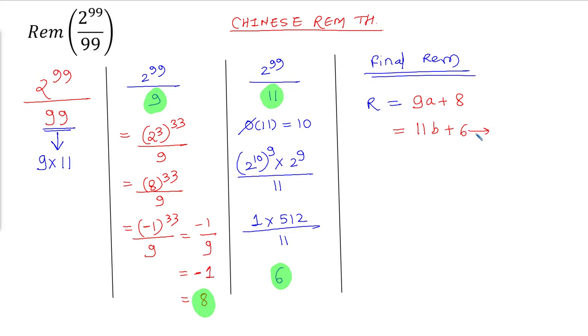If I put b is equal to 0, this will be 6. If I put b is equal to 1, this will be 17. And if I put a is equal to 1 here, it will give me 17. So 17 is the smallest possible number which satisfies both the conditions, so our final remainder is going to be 17. Okay everyone, the final remainder is going to be 17. This is how we can use Chinese remainder theorem. We'll do a few more questions under this.